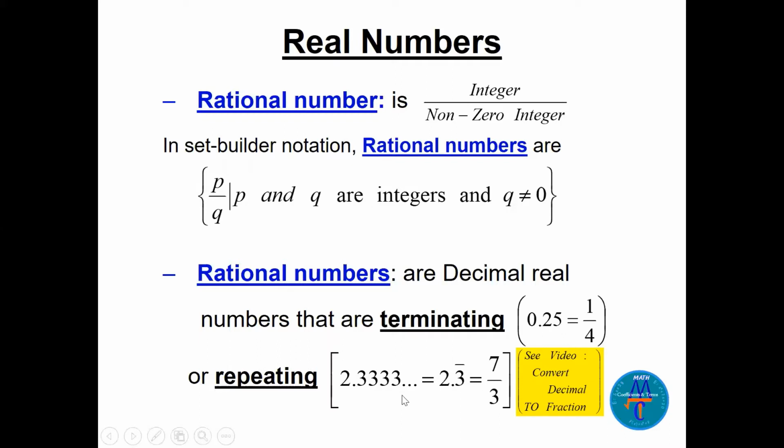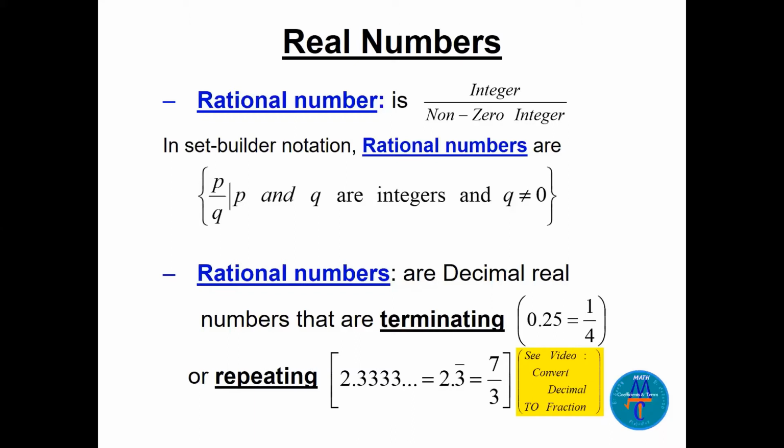2.3333 or 2.3 with a dash. When we write a dash on the number, that means it is repeated. The repeated part can be one number, like 3 or 4 or 5 or 6. It can be 2 numbers, like 2.161616, or 3 numbers repeated, or 4. We can have 5, we can have 6.